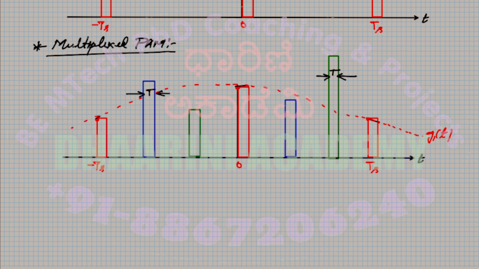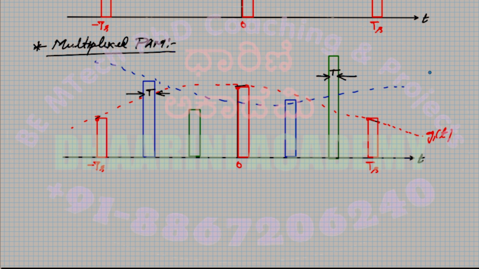Okay, I'll use another color for G2. So you see, let's assume this is how G2 looks like. So this is G2 of T. And there is a G3. Okay, so that is G3 of T. So it is multiplexed.